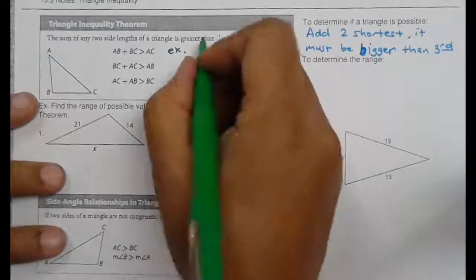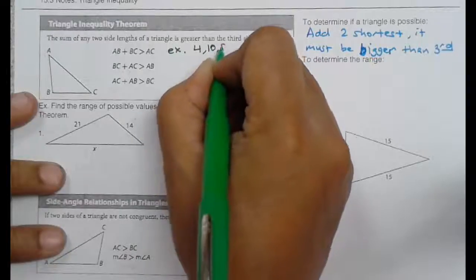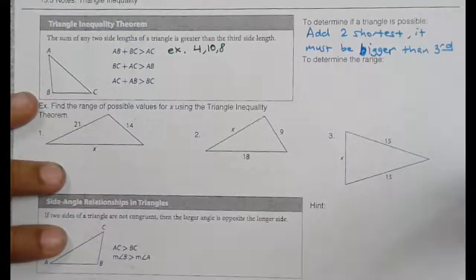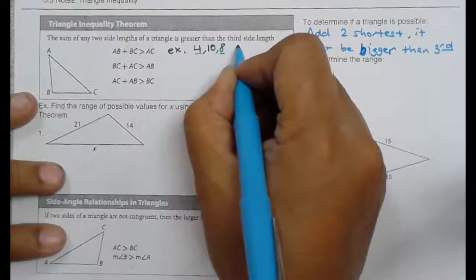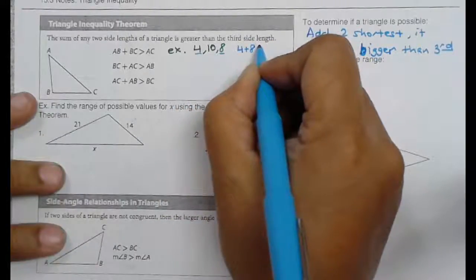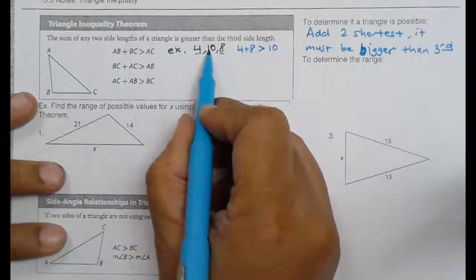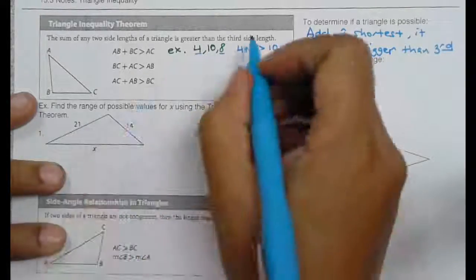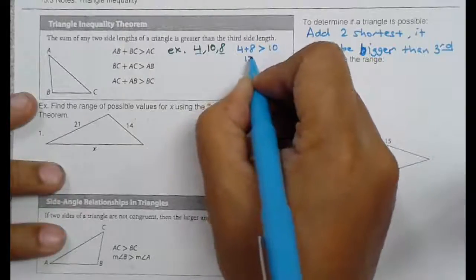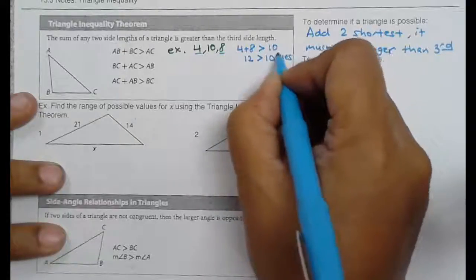So let's say a triangle has the lengths 4, 10, and 8. Can that make a triangle? Okay, can it make a triangle? Let's figure it out. Add the two shortest sides, right here, are the two shortest, which is 4 and 8. 4 plus 8 has to be greater than the third side 10. The two smallest sides have to add up to be bigger than that third side. Well, 4 plus 8, that's 12, and is 12 bigger than 10? And the answer is yes, it is bigger.